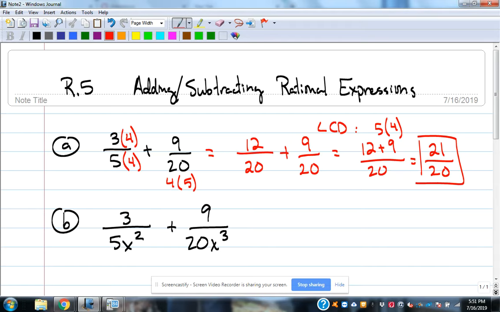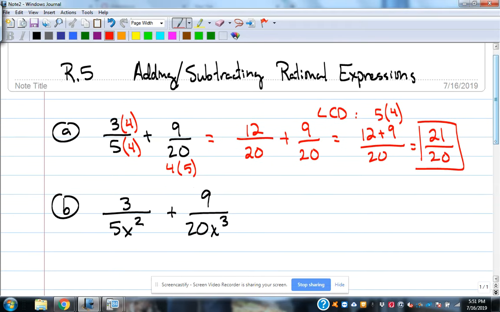So let's look at example B, which is a lot like example A. I've just added some letters in there. That's the only thing I've done. Here we have 3 over 5x squared and 9 over 20x to the third. When I think about that in terms of factors, I already know that 20 is 4 times 5, and it has 3 x's. And this one has a 5 and then 2 x's. So I think about the factors that exist for the denominators, the bottom parts of each fraction.